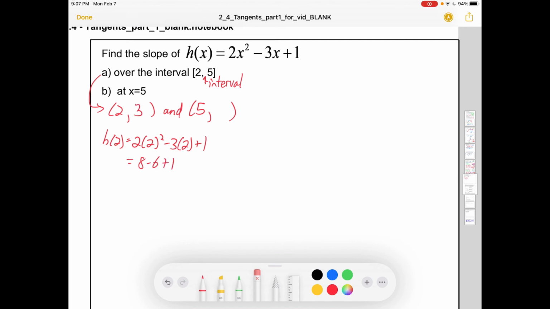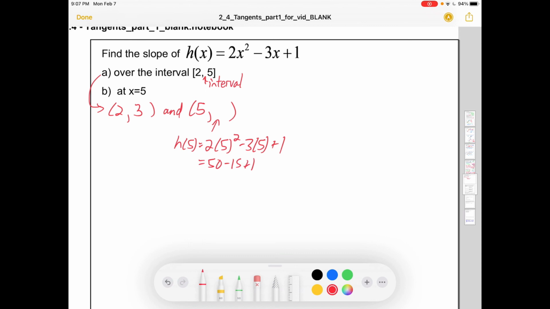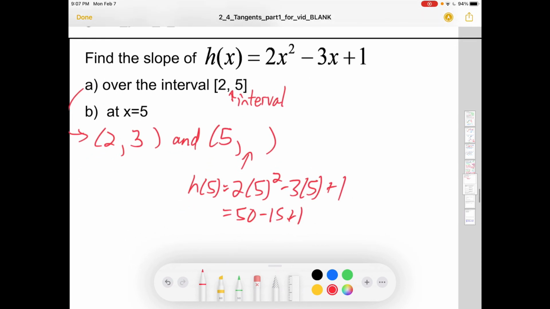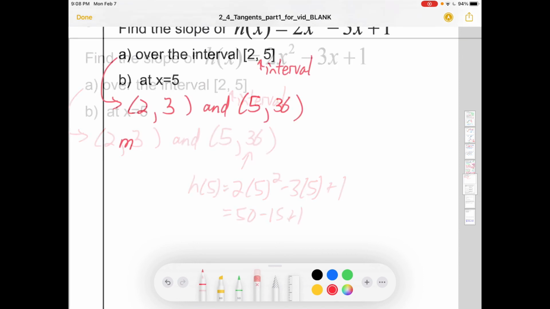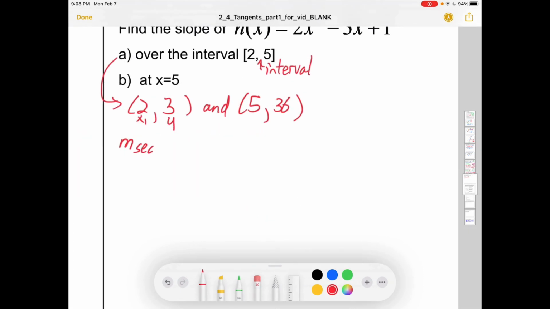Great, there's one value. I'm going to get rid of this stuff and do the same for 5. H at 5 is going to give me the corresponding y value there. 2 times 5 squared minus 3 times 5 plus 1. Okay, so that would be 50 minus 15 plus 1, so 36. So the slope of the secant is just going to be y2 minus y1 all over x2 minus x1. 33 over 3, or 11.